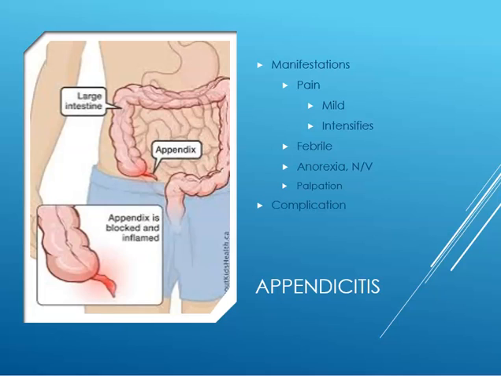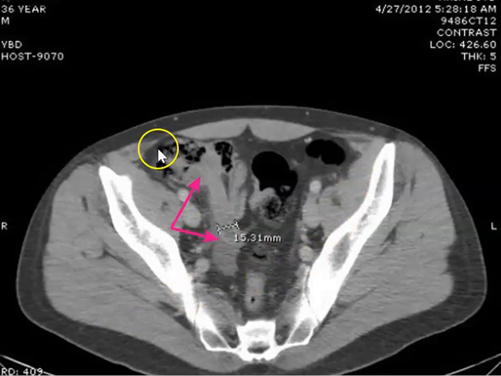So other complications from this can be, of course, the perforation, which can lead to peritonitis. They could have an abscess or even chronic appendicitis. And a chronic appendicitis is going to lead to chronic abdominal pain and recurrent acute attacks. And this is an example of a CT scan with contrast to look at the appendix here.